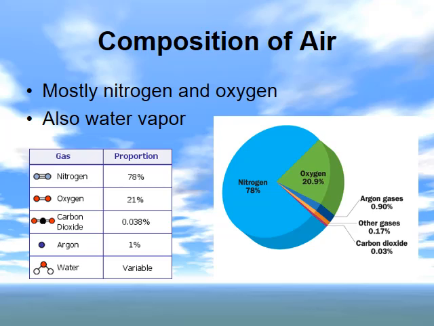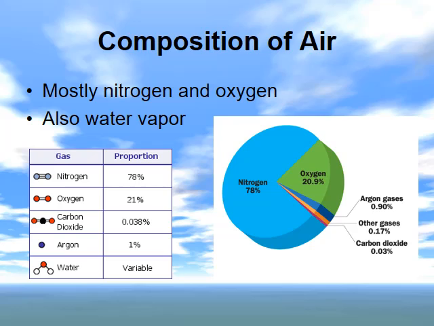The composition of the air surrounding Earth, our atmosphere, is mostly nitrogen and oxygen, and also some water vapor. Most people tend to think that our atmosphere is predominantly oxygen because that's what we breathe, but it's actually 78% nitrogen and just about 21% oxygen.